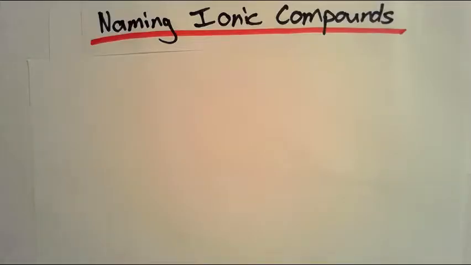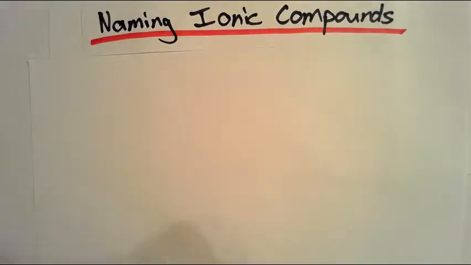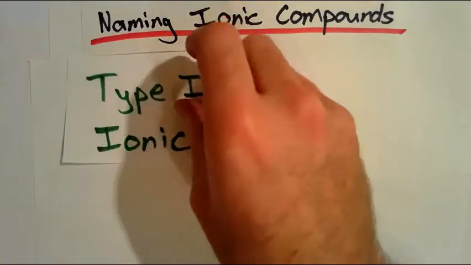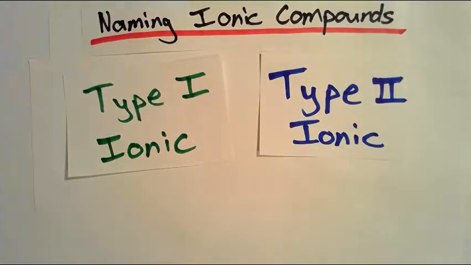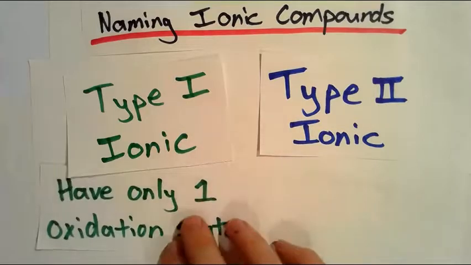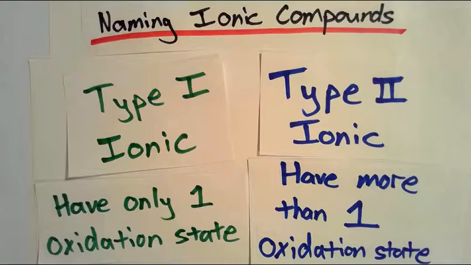Howdy, we're going to learn how to name ionic compounds. Remember, when I say an ionic compound, I really mean an ionic bond. There's two different flavors. There's the type 1 ionic and the type 2 ionic. The type 1 only has one oxidation state, and the type 2 has more than one oxidation state.